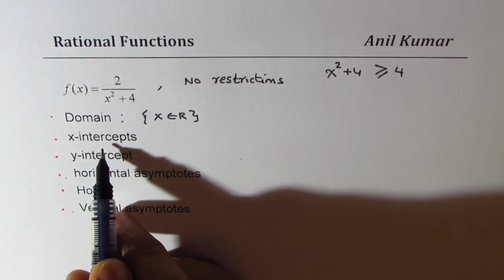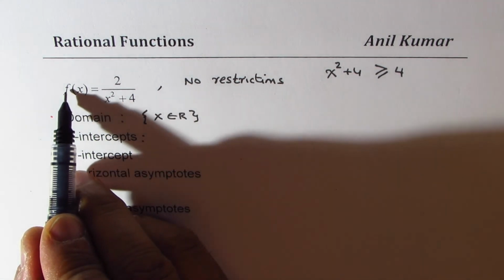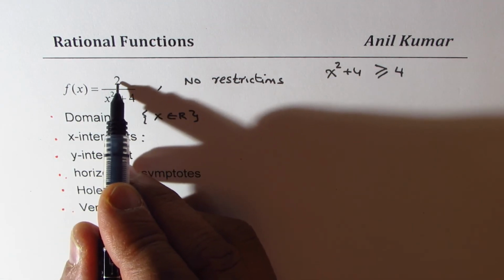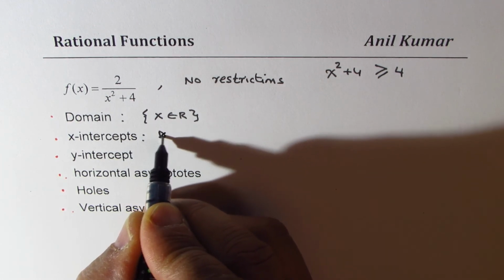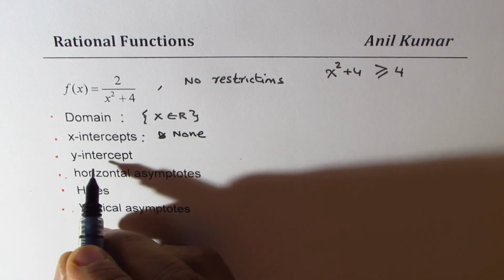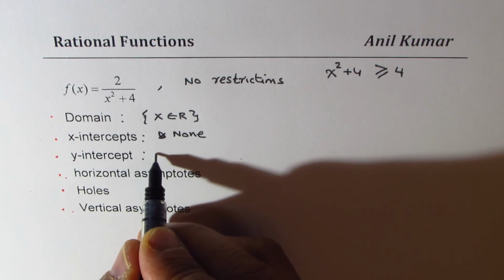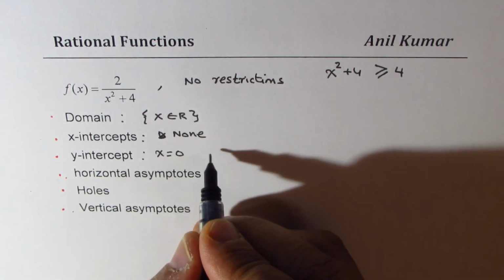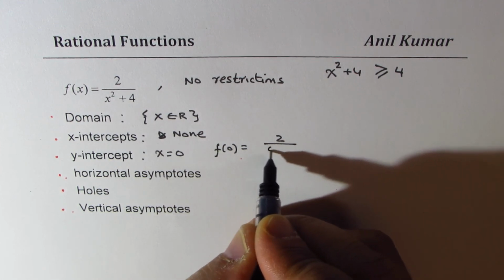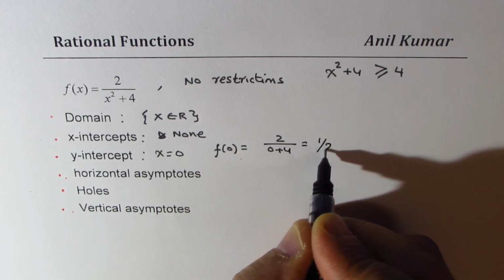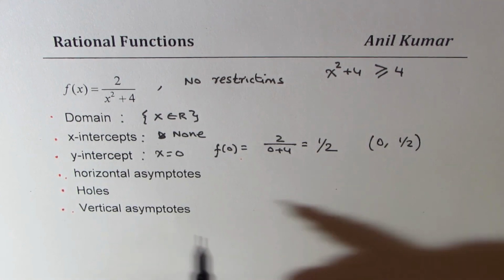X-intercepts. The x-intercept is a point where the numerator is 0. Now the numerator is 2, a constant, so it does not exist. So we can write none. Y-intercept. Now in this particular case, if I write x equals 0, what do I get? f of 0 is indeed 2 over 0 plus 4, which is half. And therefore, the y-intercept here is (0, half).